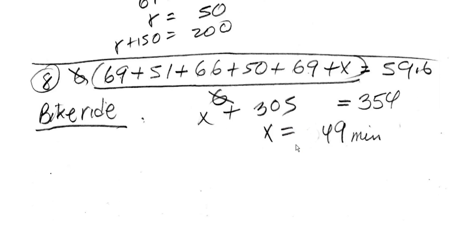Here's just another averaging problem. We've done some like this. How many do you have altogether? 6. So you multiply both sides by 6. Add these up, then subtract this from that. x is 49 minutes.